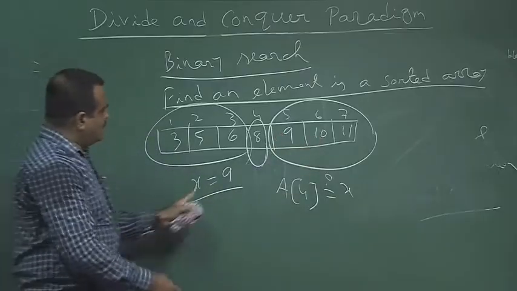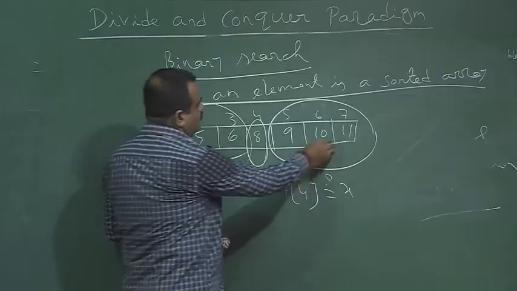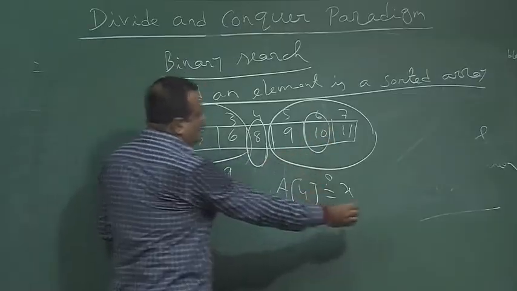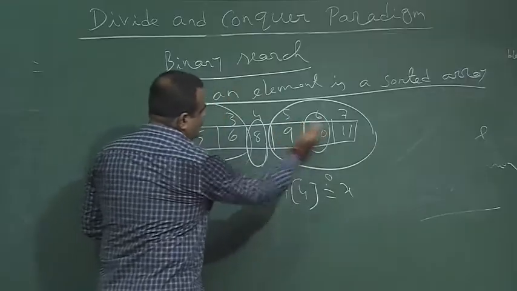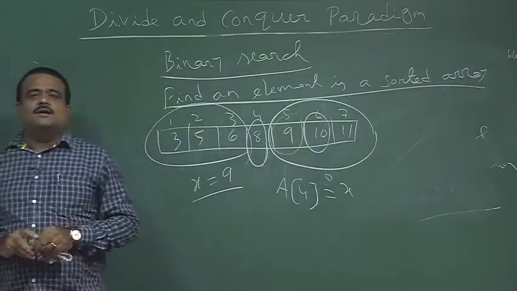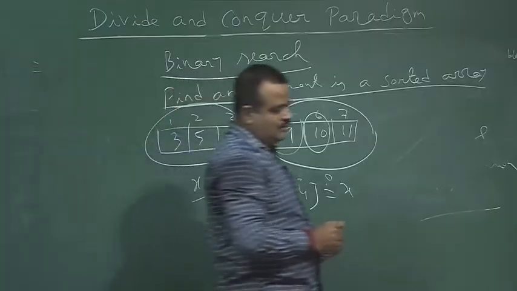So, 9, we will go here. Then we check with this, and it is less than, so we look at the left sub array of this sub array. It is 9, so matching is done. So, this is the divide and conquer algorithm.